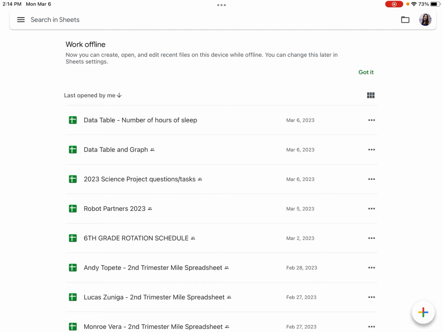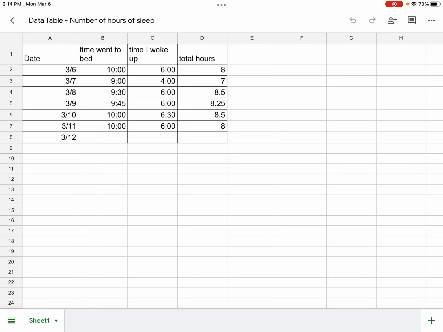So I'm going to show an example that I did with number of hours of sleep. Say I'm testing how many hours of sleep I have, okay? And then maybe I'm going to link that to my focus the next day. I had someone wanting to do something with how they felt focused the next day. I would record the times I went to bed, times I woke up, and the total hours of sleep.